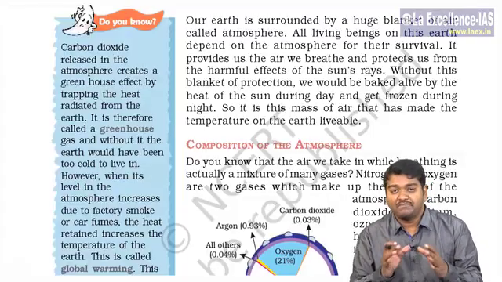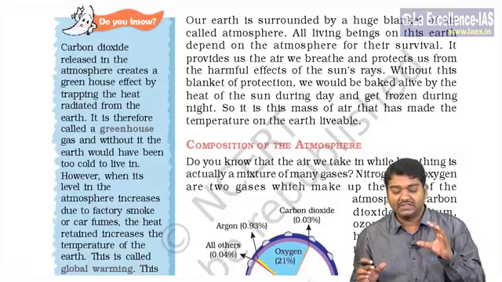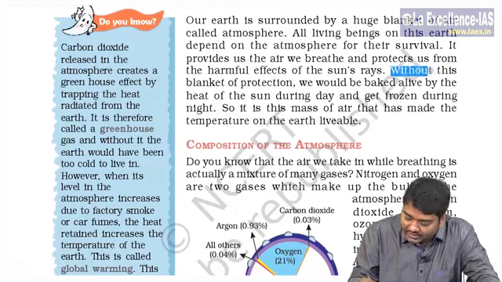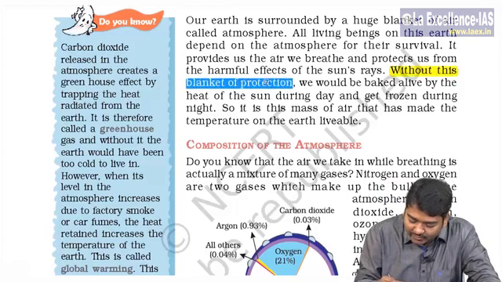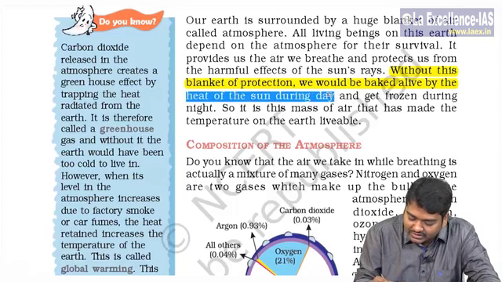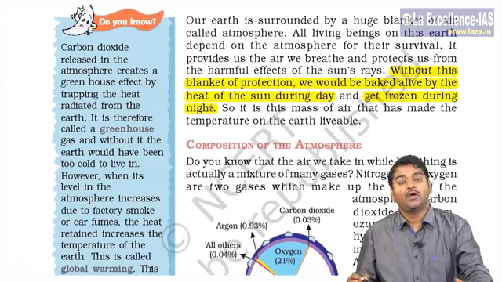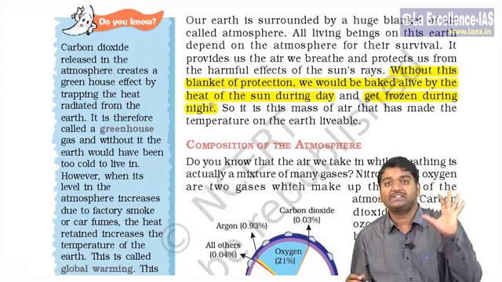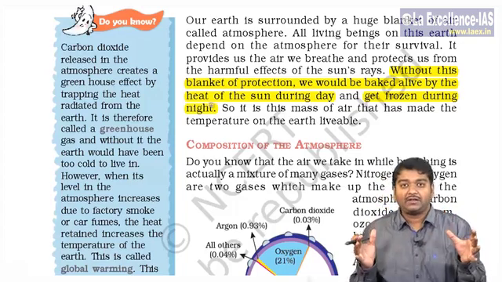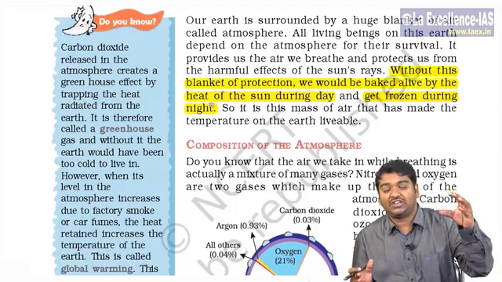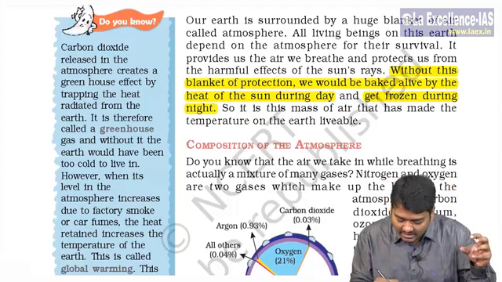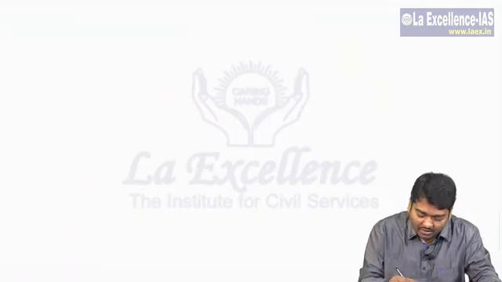The first major thing that you need to observe in this chapter is, without this blanket of protection, we would be baked alive by the heat of the sun during the day and get frozen during night. What is the meaning of this particular statement? It says that the sun's insolation heats the Earth's atmosphere or Earth.